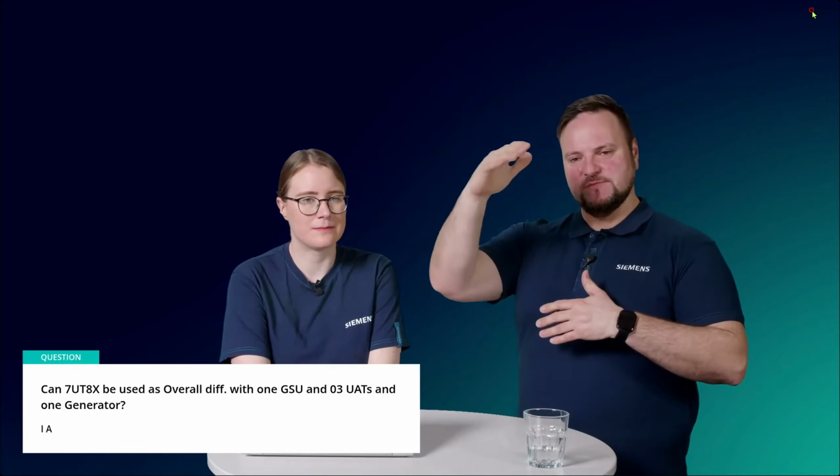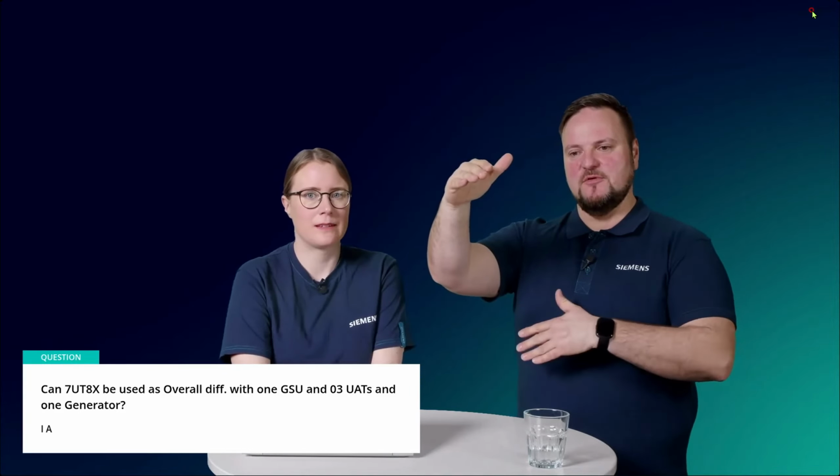Okay, I would say 2 more questions roundabout. Can the 7UT8x be used as overall differential with 1 GSU, 3 UATs, and 1 generator? What is GSU? Step-up transformer, I think. Yeah. Okay. Of course, you can use the 7UT87, for example, for that application with 3 times differential protection. That means covering the overall protection from the high voltage side to the neutral point of the generator, and covering the auxiliary transformer and so on.